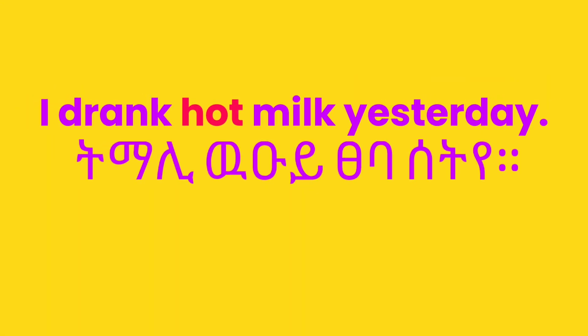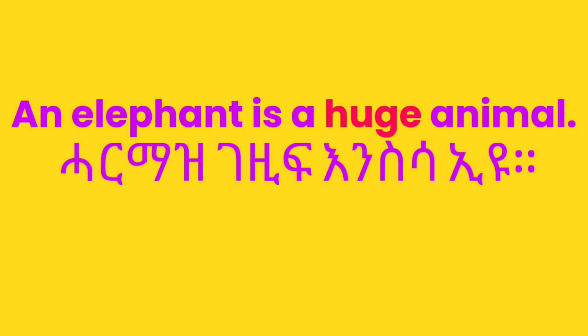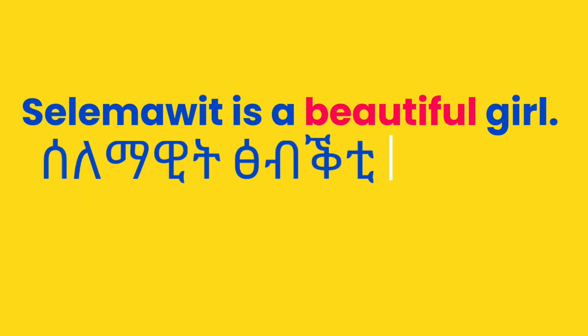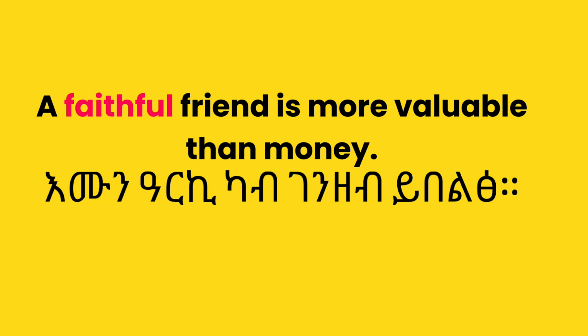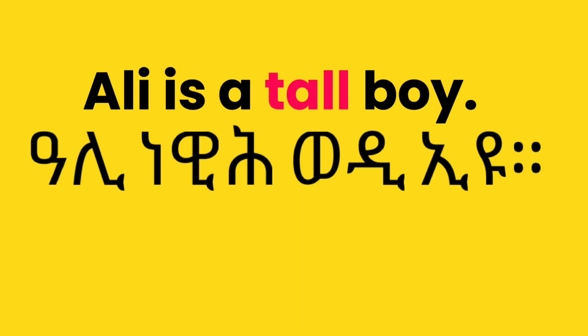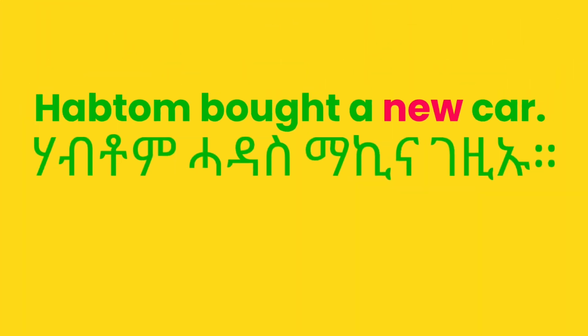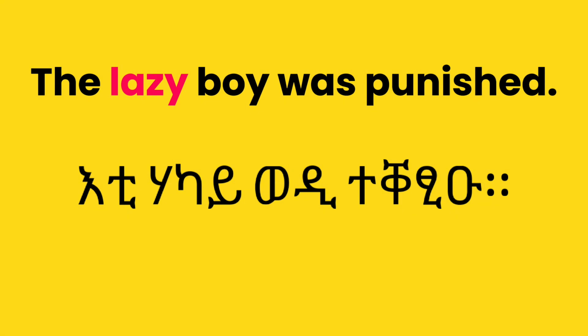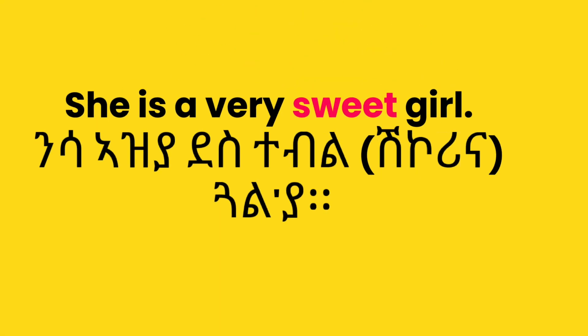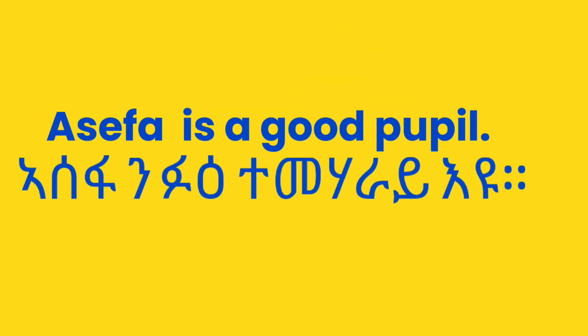I drank hot milk yesterday. An elephant is a huge animal. Selamawit is a beautiful girl. A faithful friend is more valuable than money. Ali is a tall boy. Habtam bought a new car. I ate 2 big apples. The lazy boy was punished. She is a very sweet girl. Asfa is a good pupil. I have a red pen.